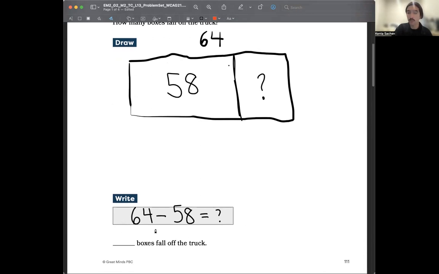and write the equation here, right? The problem. Now, you could draw all 64 boxes. You could draw a nice big truck. That's going to take a lot of time, right? So the drawing should kind of be simple like this. Right? We have all the boxes, some that stayed, some that fell. Okay, now let's get to solving.